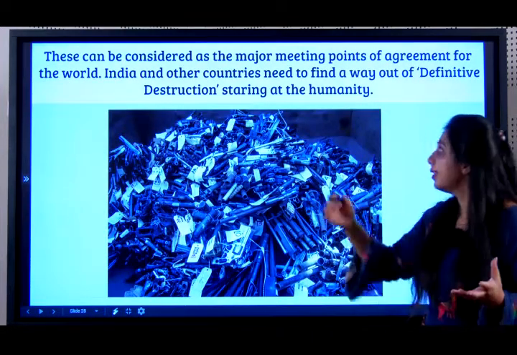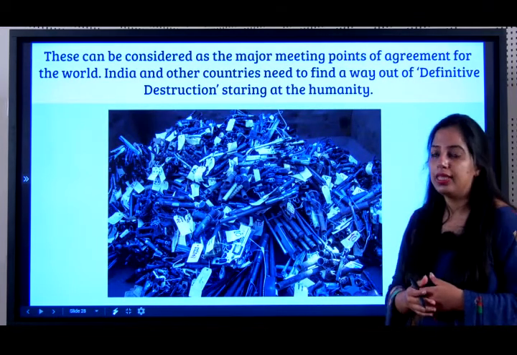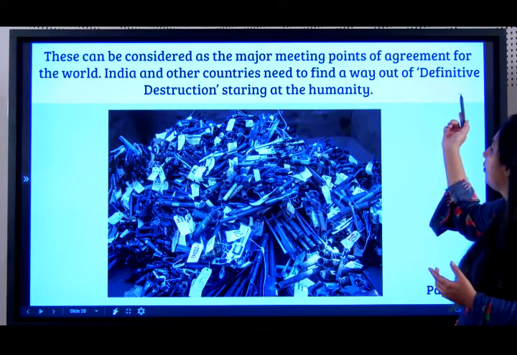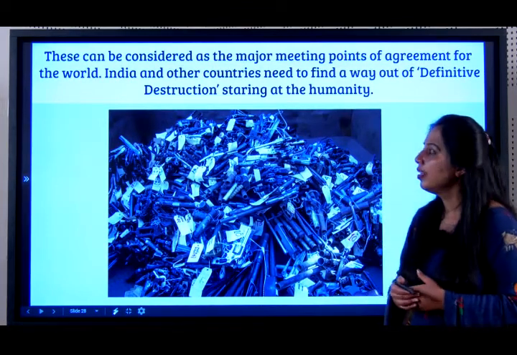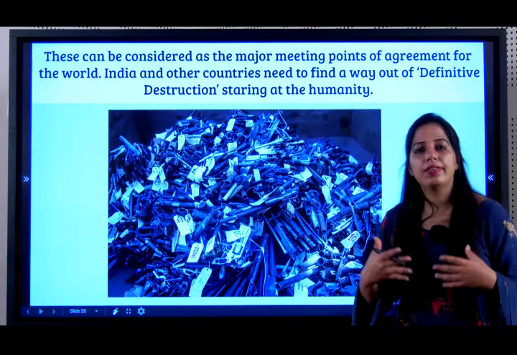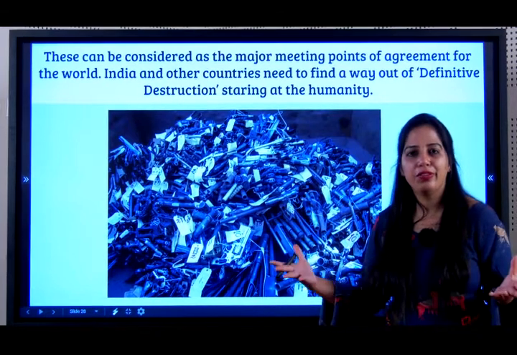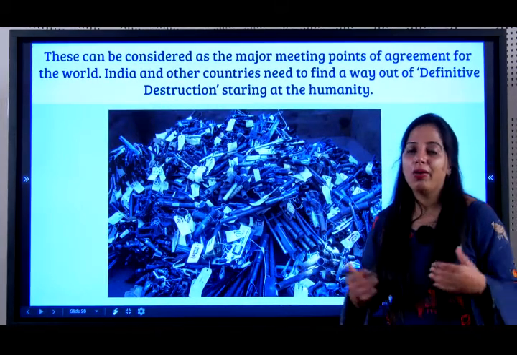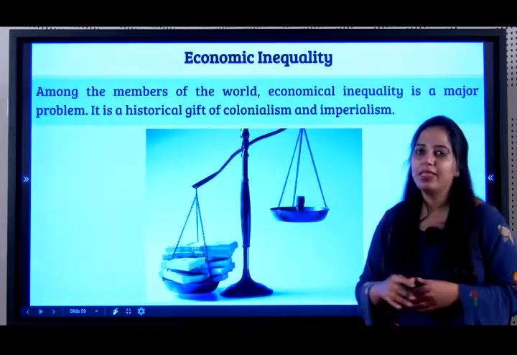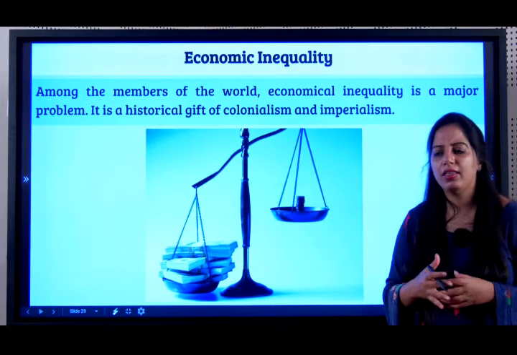These can be considered as the major meeting points of agreement for the world. Even India and other countries need to find a way out of definitive destruction of humanity. As we are all peace-loving countries, we must find a way out of having any kind of arms race. Now let's discuss the next problem, economic inequality.